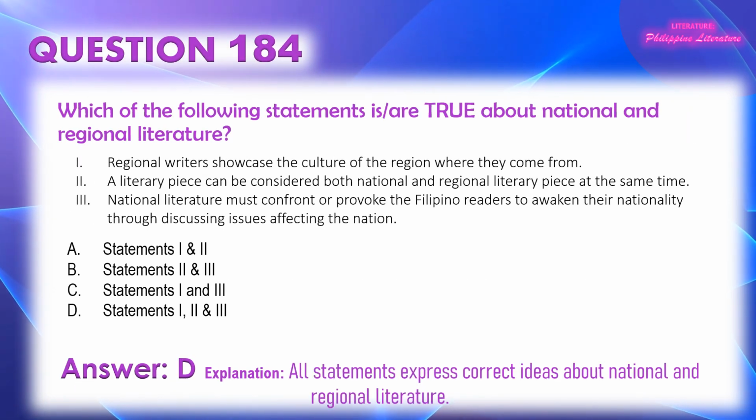Question 184. Which of the following statements are true about national and regional literature? Answer D. Statements 1, 2, and 3. All statements express correct ideas about national and regional literature.